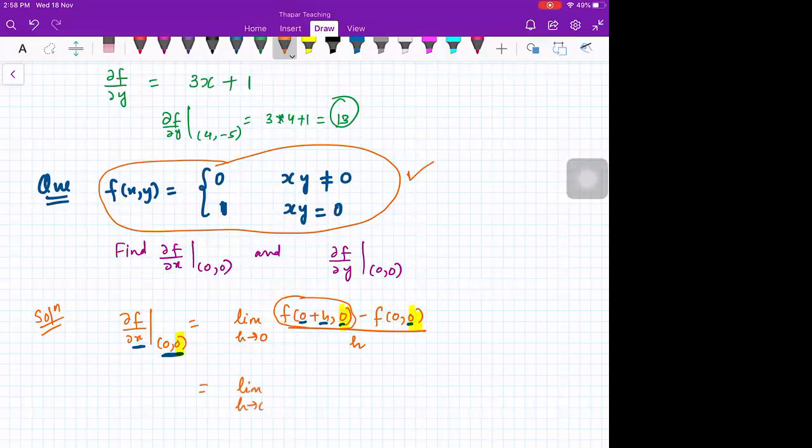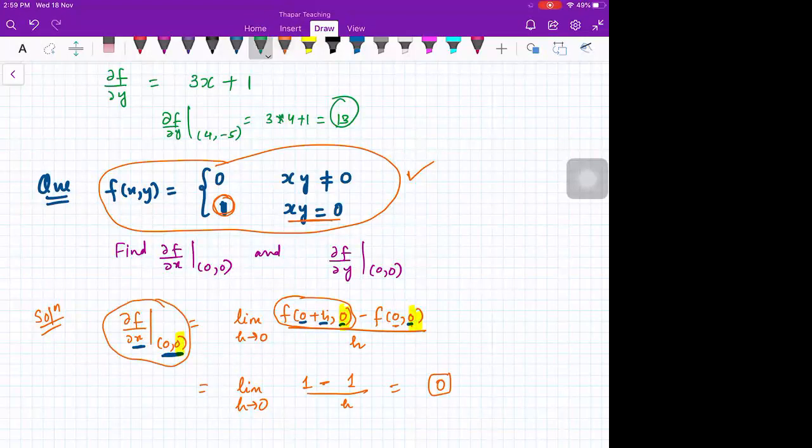xy is 0. h into 0 is 0. 0 minus 0 into 0 is 0. The value of the function is 1 upon x, so this is 0. So the limit exists. Therefore, the value of the partial derivative with respect to x is 0. Clear?